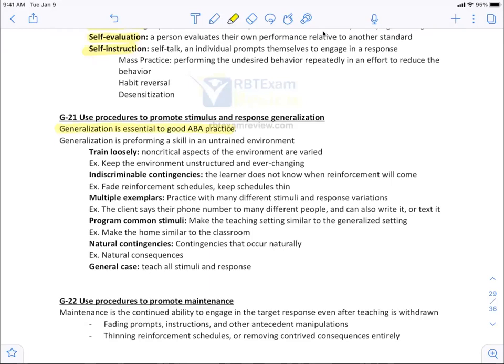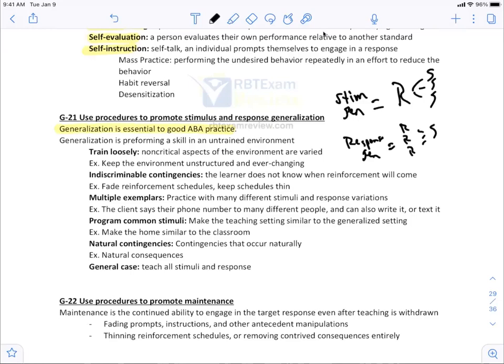How do we get there? How do we promote stimulus and response generalization? Well, quick refresher. Stimulus gen is what? That is one response across multiple stimuli, right? Response gen is what? That is multiple responses, one stimulus. Okay, easy as that. Stimulus generalization, response generalization, very straightforward. Remember that, you'll never miss it. So how do we get there?